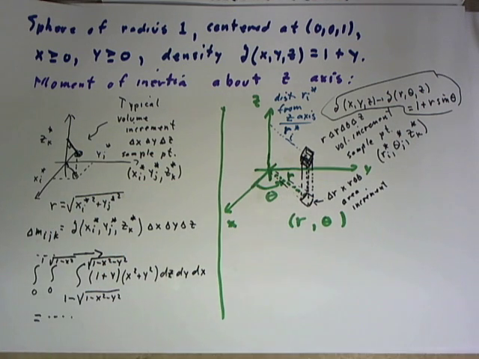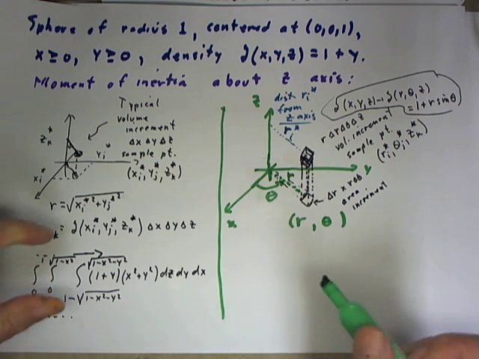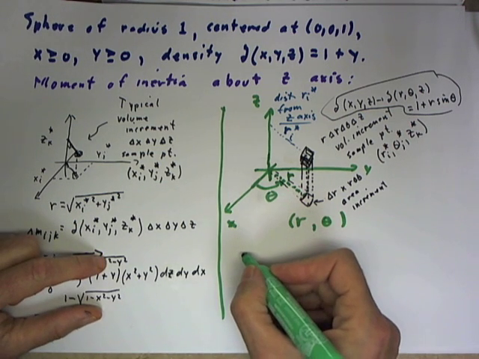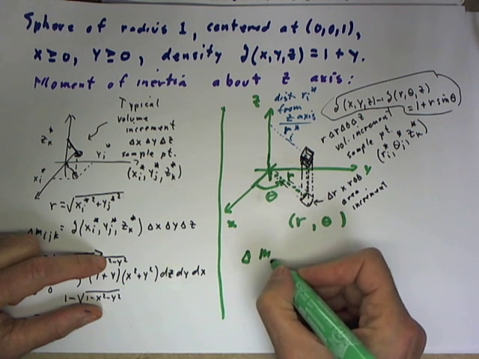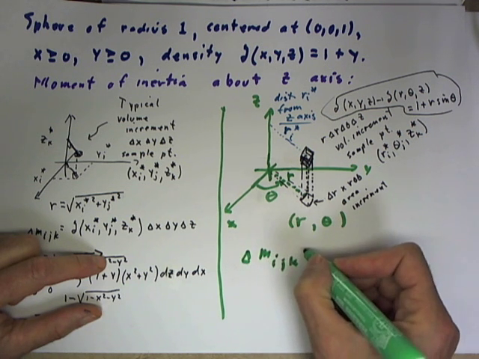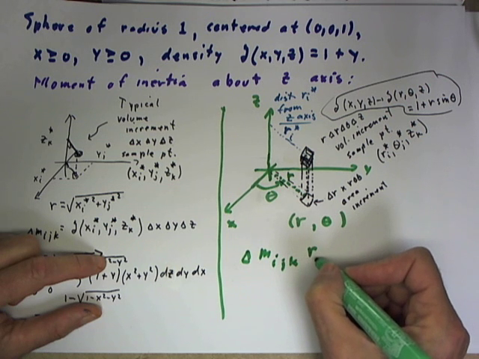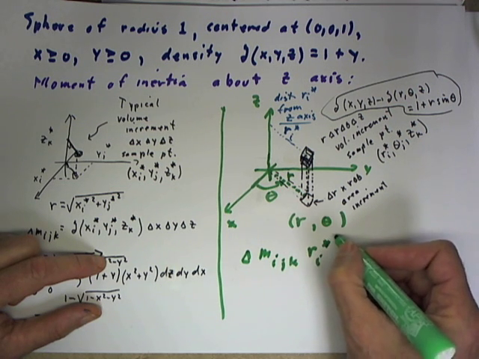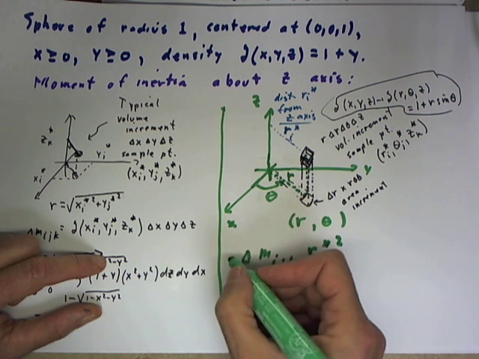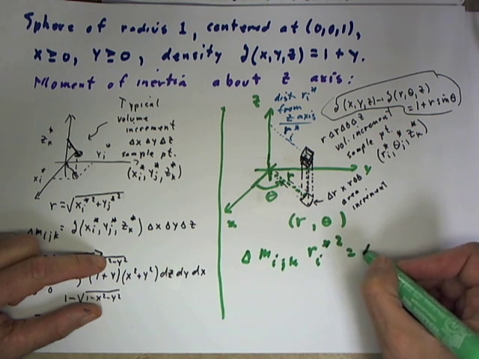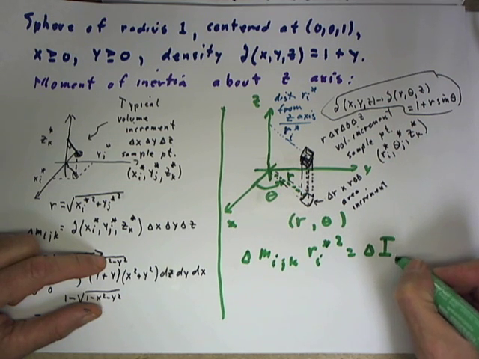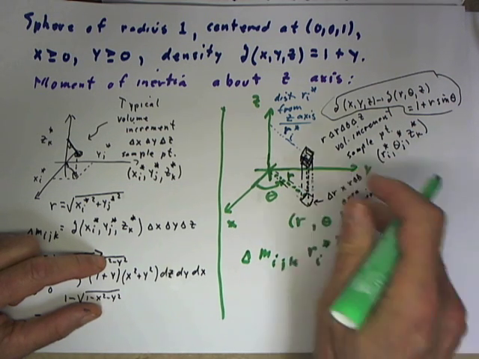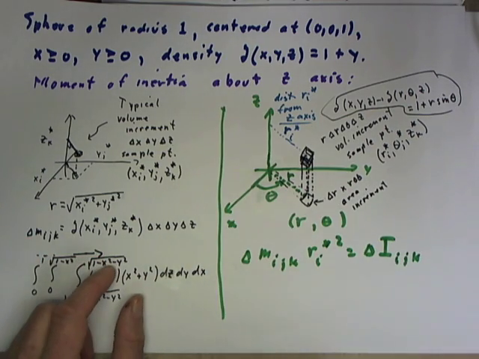Putting all that together, we find that the contribution to the moment of inertia is delta m ijk times ri star squared, and that's going to be our delta I, our contribution to the moment of inertia for the ijkth increment of the partition.